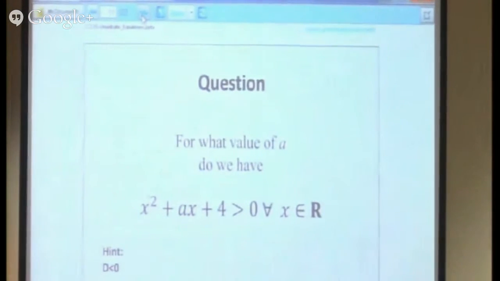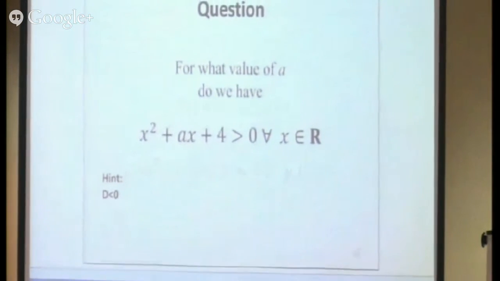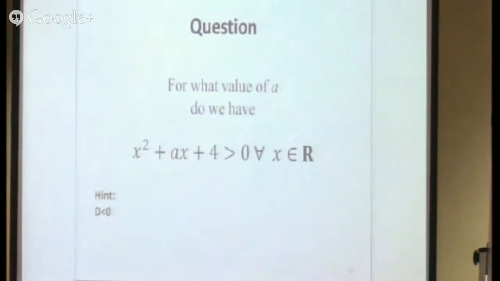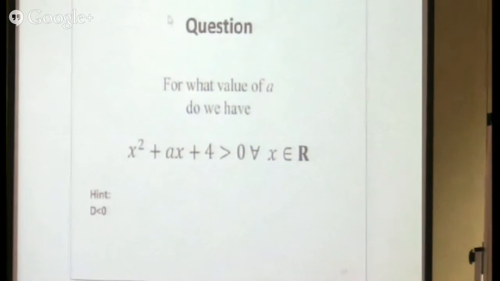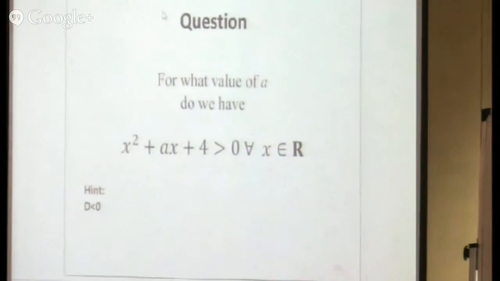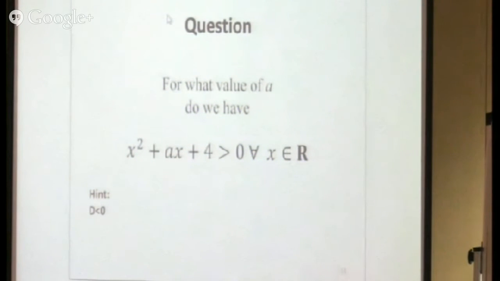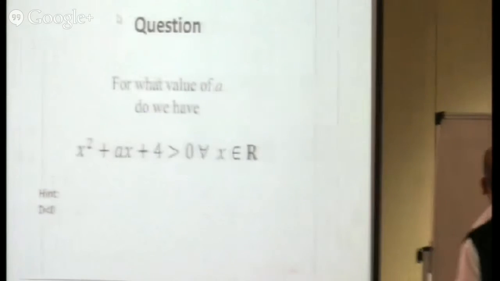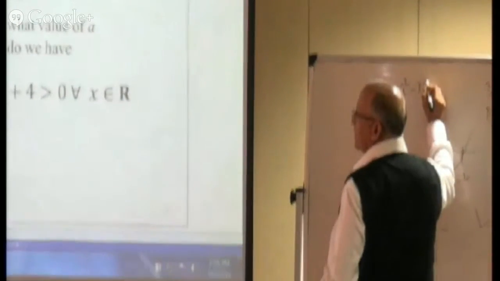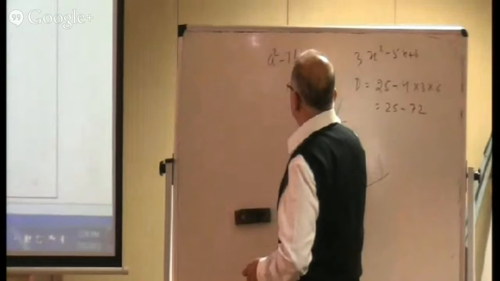I have also given the hint here. Can you see it? For what values of a do we have x square plus ax plus 4 always greater than 0? What is the coefficient of x square? It is 1, positive. So you want the expression to be always positive. D should be less than 0. So find d. D is b square minus 4ac, which is a square minus 16. This should be less than 0.